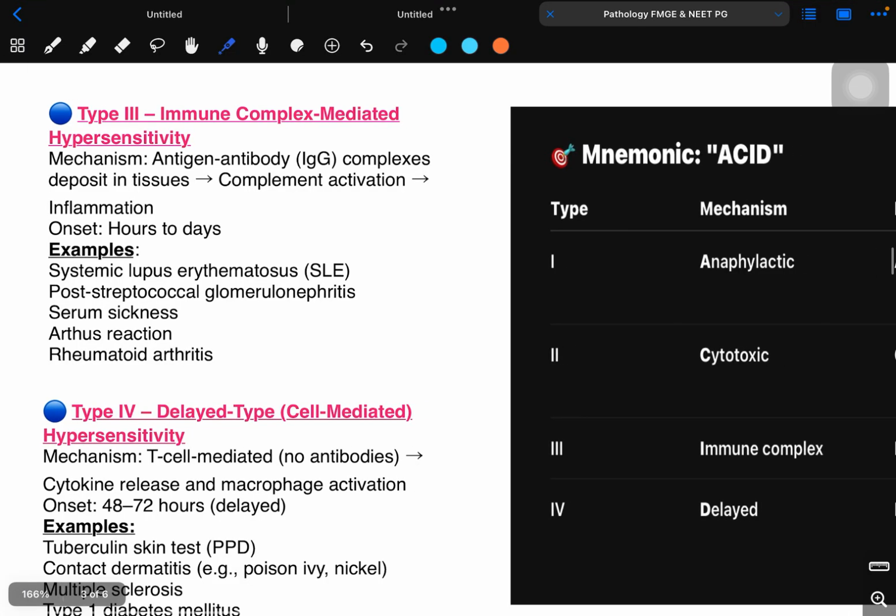Type 3 is the immune complex mediated hypersensitivity. What is the mechanism here? The antigen antibody complex will deposit in the tissues and it will activate the complement which will lead to inflammation. The onset is hours to days. What are the examples? SLE, post-streptococcal glomerulonephritis, serum sickness, Arthus reaction, and rheumatoid arthritis.